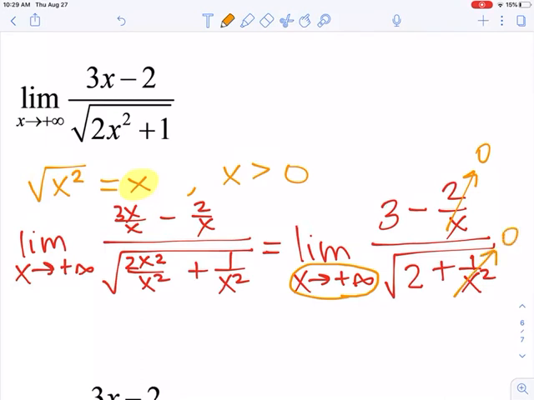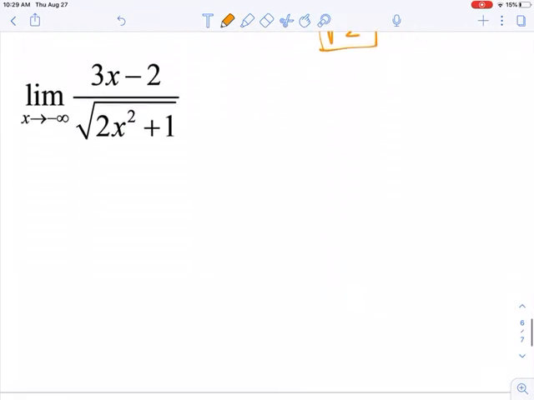Towards infinity, remember we're talking about infinite limits. Towards infinity, a number over x is going to go to 0. A number over x squared is going to go to 0. And we're left with 3 over radical 2. Now let's talk about how it's different if we're going towards negative infinity, because it is.